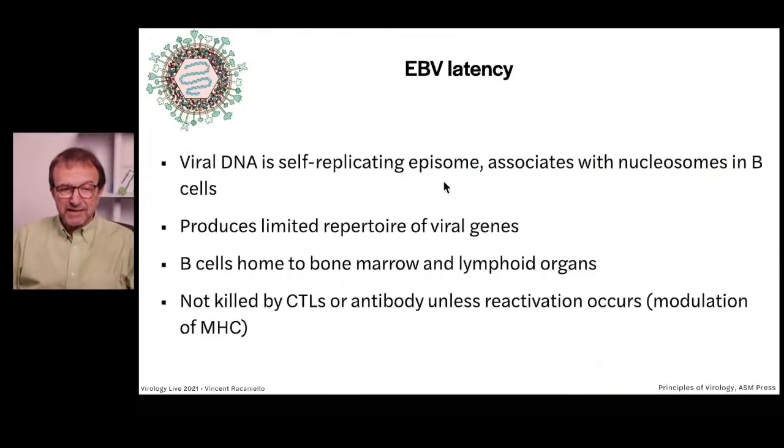So the DNA is a self-replicating episome. It's nucleosomed in B cells, so it's silenced. Produces more gene transcripts than we saw with herpes simplex virus, but certainly limited compared to the full lytic cycle. The B cells, as I said, they go to the bone marrow and lymphoid organs where they stay forever, essentially. And they're not killed unless reactivation occurs, and that would put viral peptides on the cell surface. But there's a lot of modulatory proteins encoded by the virus which delay CTL killing enough so that the B cell can get to the epithelial surface and to below the epithelial surface and release virus for transmitting to others.